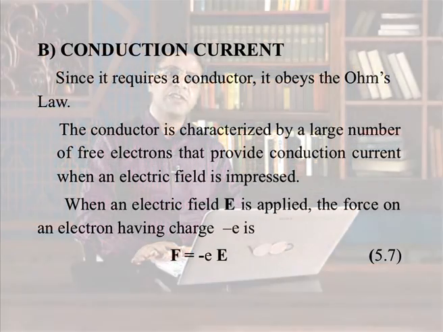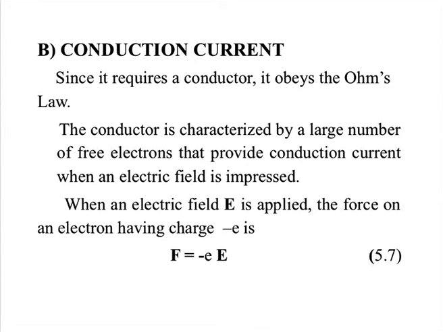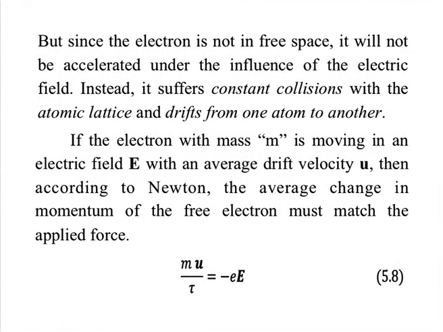Second, we have the conduction current. Since the current now flows in a conductor, therefore it obeys Ohm's law. The conductor is characterized by a large number of free electrons that provide conduction current when we impress an electric field. When an electric field E is impressed upon an electron having charge minus e, the force upon it is given by F is equal to minus e into E. Now, the electron is not free to move in the space, and therefore it will not be accelerated under the influence of the electric field.